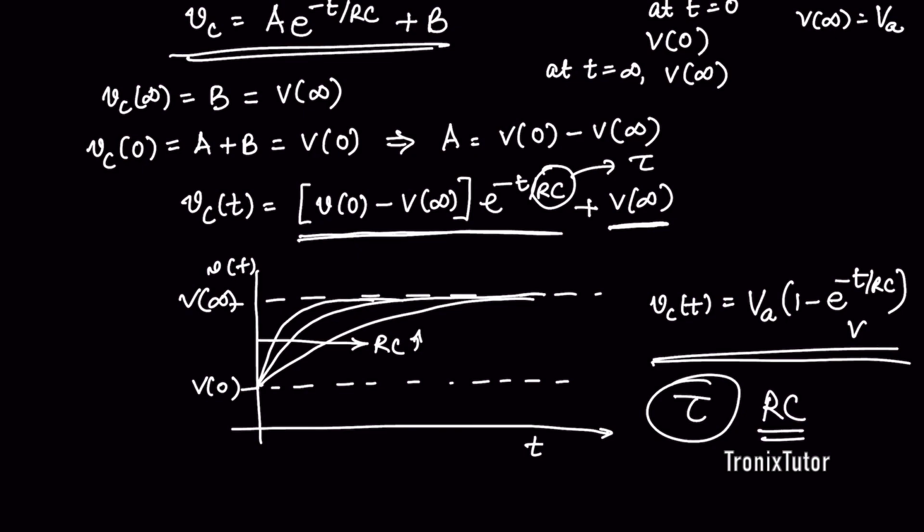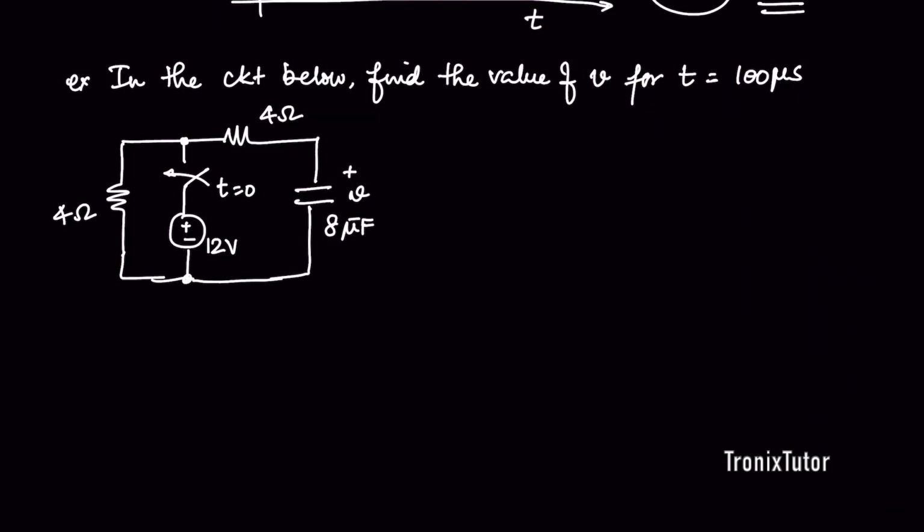So let's look at a couple of problems here. In this circuit, find the value of V for t equal to 100 microseconds. Let's first identify what's happening in the circuit. You have one capacitor here, so this is going to be a single time constant circuit. And at time t equal to 0, you're closing the switch, in other words, you're powering this power supply. So hence you expect that this is a charge up case.